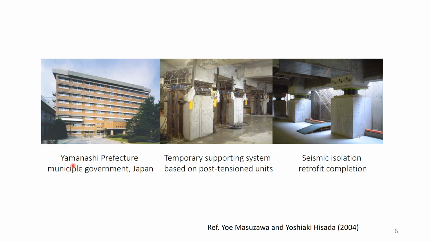So is there any practical example in the world? So there is one in Japan, which is the Yamanashi Prefecture Municipal Government. So this is a 8-floor building. It used for the construction, the temporary supporting system based on post-tension units are used. And we can see on the right picture that this is the seismic isolation retrofit completion, and lead rubber bearing is used as the isolation system.